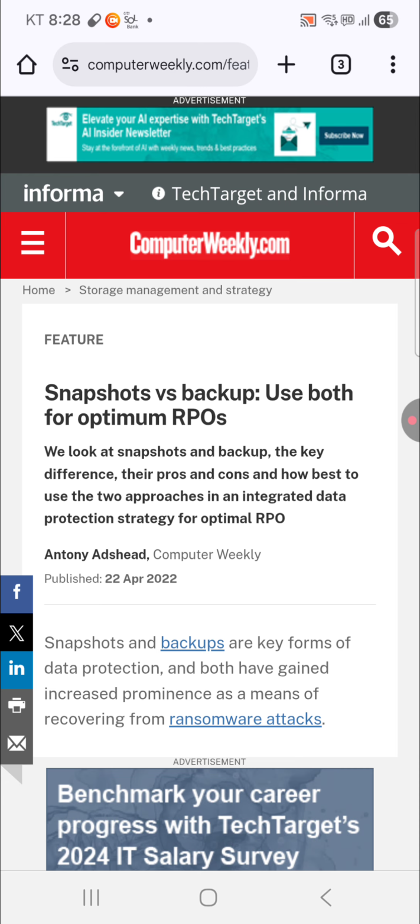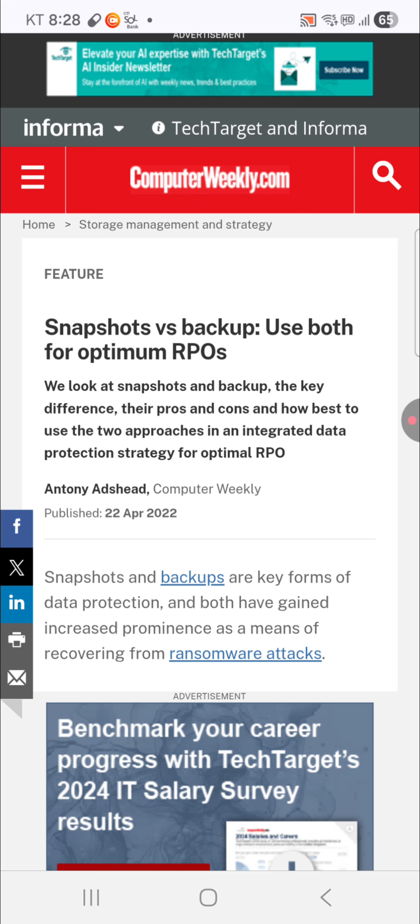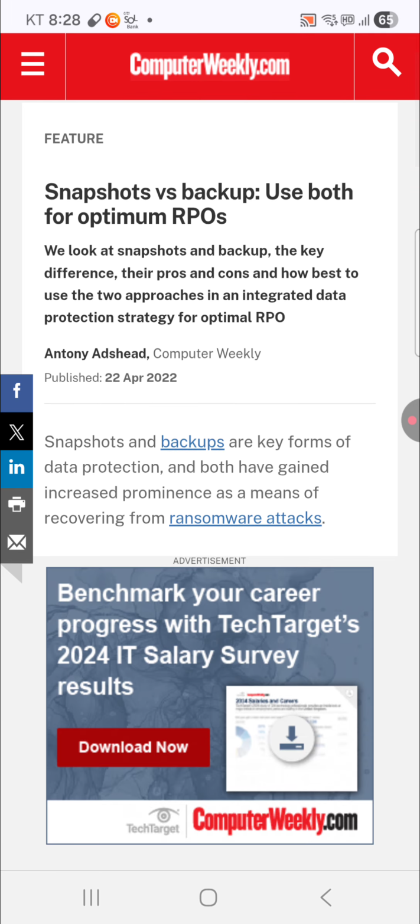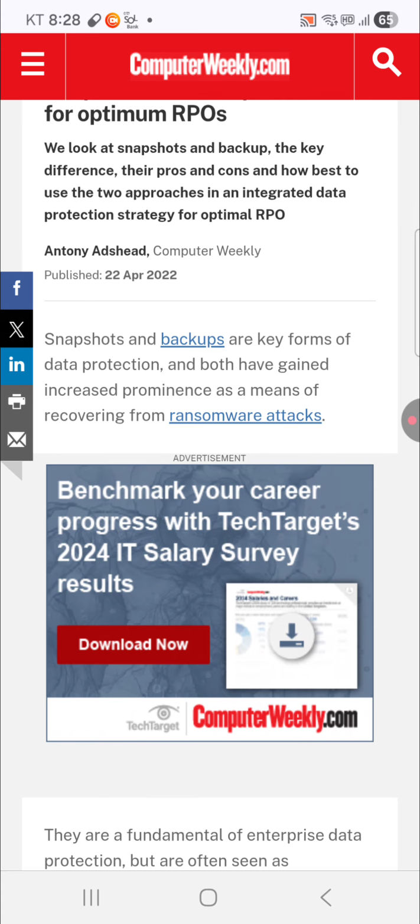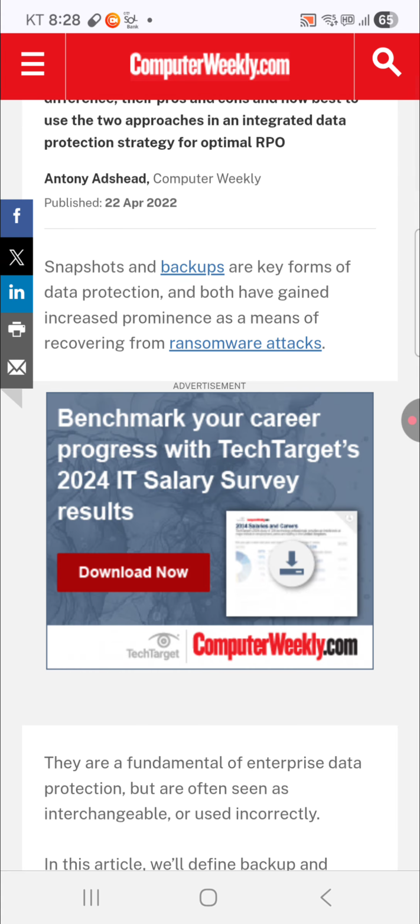Snapshots versus backup: use both for optimum RPOs. We look at snapshots and backup, the key differences, their pros and cons, and how best to use the two approaches in an integrated data protection strategy for optimal RPO. This article was written by Antony Adshead, Computer Weekly, published April 22nd, 2022.